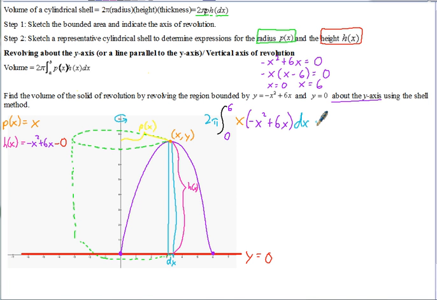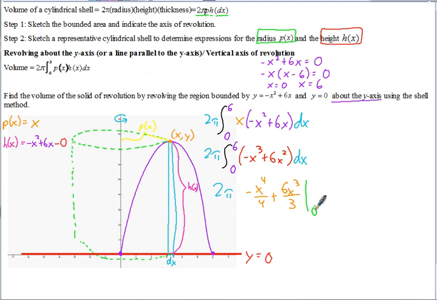This one we'll do without a calculator. So leave the 2 pi on the outside. Integral from 0 to 6. And if you just distribute out that x, we get negative x cubed plus 6x squared. And now we're set to integrate that. So we have 2 pi on the outside. When you integrate that, the negative stays out front. When you integrate x cubed, that would be x to the 4th over 4, plus 6x cubed over 3, evaluated from 0 to 6.